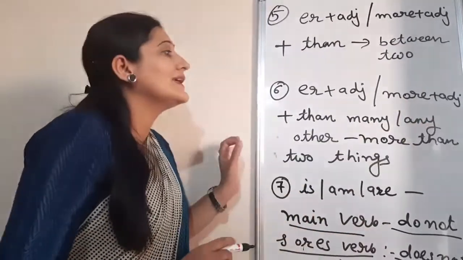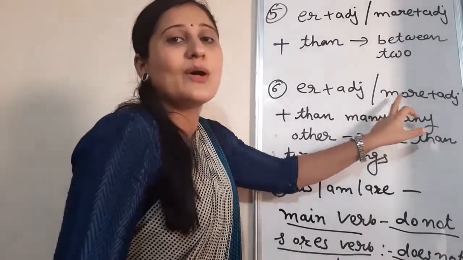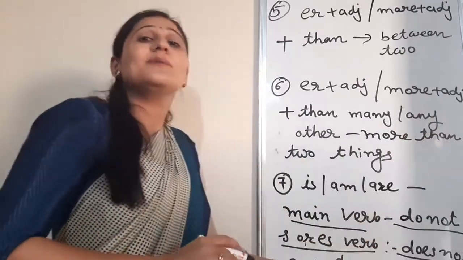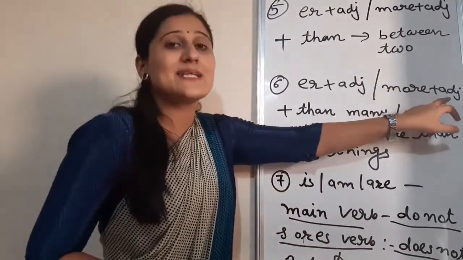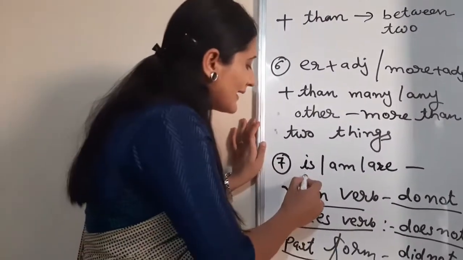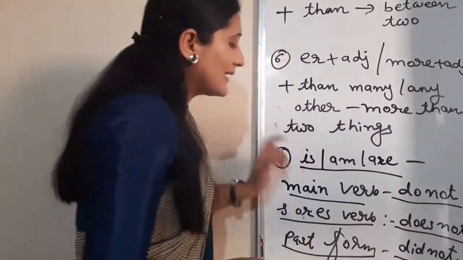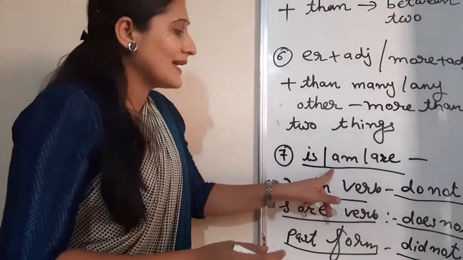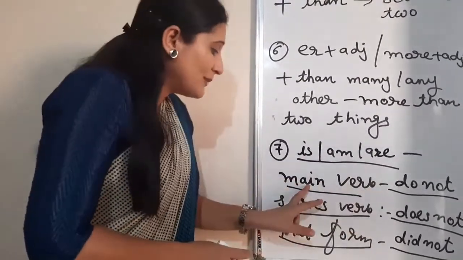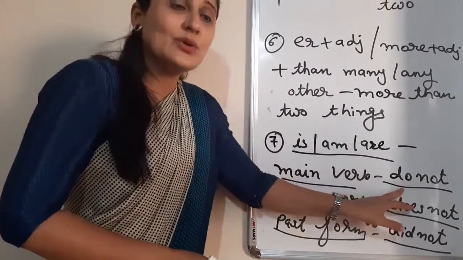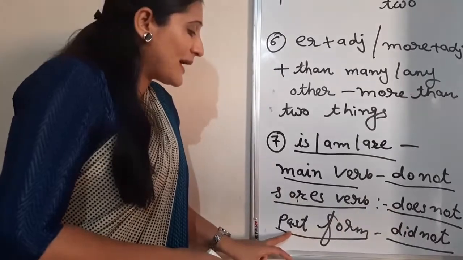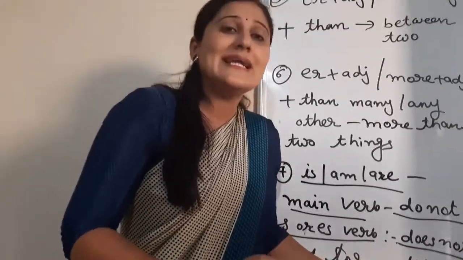I have already given the example, right? More beautiful, more hardworking, more intelligent. So that time you can use more plus adjective, especially in comparative degree, right? And when is, am, are is given, then don't forget you need to write is not, am not, are not. But if main verb given, you need to write do not. If s or es, you need to write does not. And if past form given, you need to write did not.